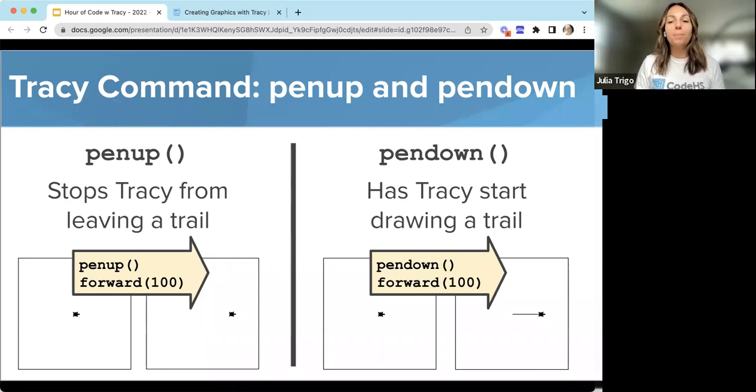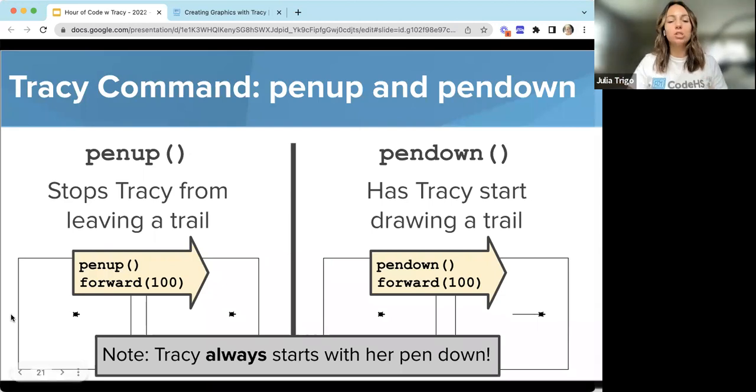So we use pen up and pen down to be able to move Tracy to a different location without leaving that trail. So if we write pen up and then move her forwards, she's gonna pick her pen off the paper, then move, so she's not leaving a trail. If we then want her to start leaving a trail, we have to write pen down and then move her, and then we'll see her trail behind her. So you're gonna practice around with these commands, but one note is that the pen up and pen down commands don't include any numbers inside of them. Remember, pen down doesn't mean she's moving down. So we don't put any information inside those parentheses. They're just blank.